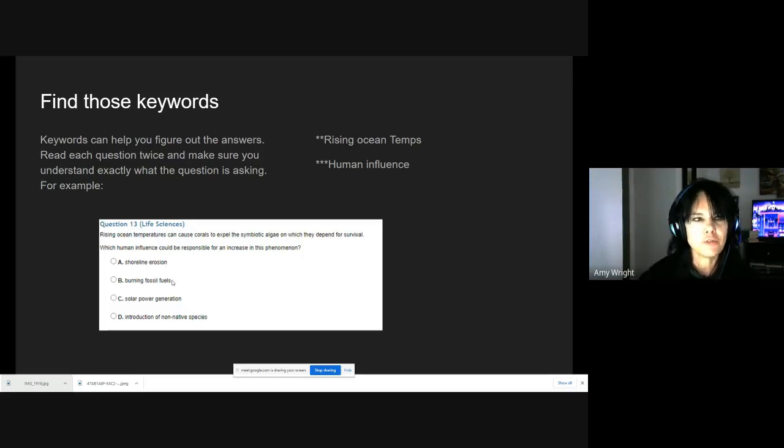Now, anytime you see an answer that has the burning of fossil fuels, that's probably going to be the answer anyway, just because the OGTs will ask you fossil fuel questions. It has to do with climate change, which is rising ocean temperatures, right? So burning fossil fuels wreaks a lot of damage on our planet. So 9 times out of 10, if the answer is burning fossil fuels, that's the answer.